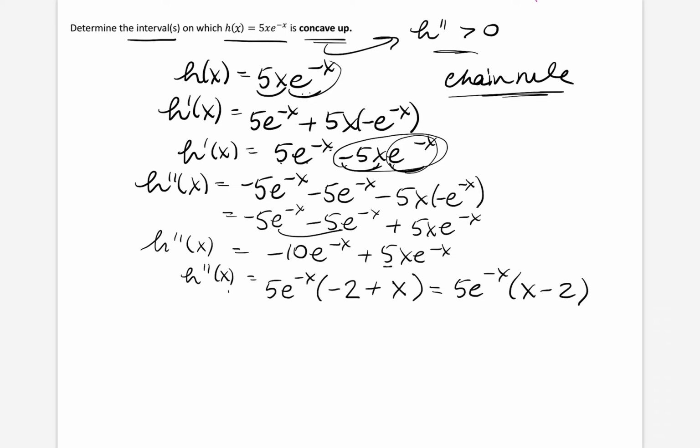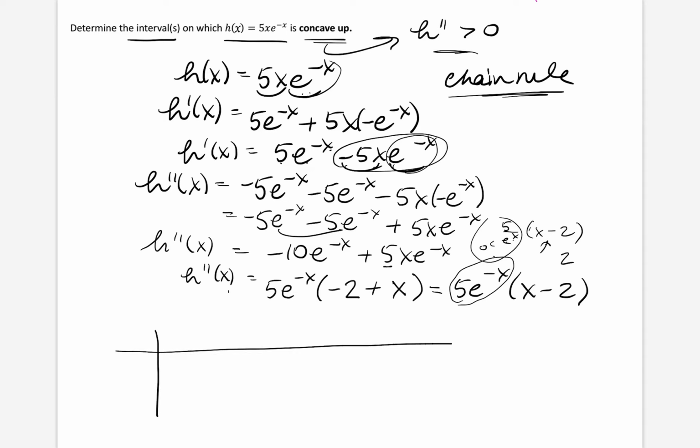And now let's see, where does that equal 0? Well, remember, 5e to the negative x is just 5 over e to the x. So we have 5 over e to the x times x minus 2. Well, e to the x is always positive. So 5 over e to the x is always going to be positive. So this is going to equal 0 only when x equals 2.